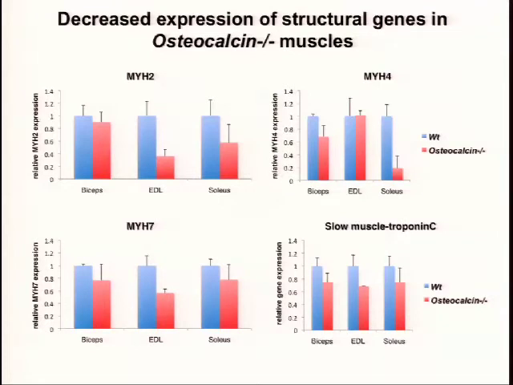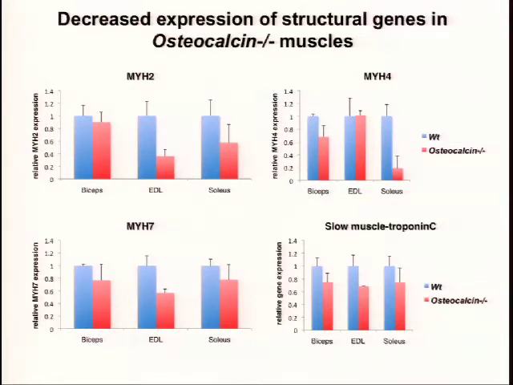If we look now at structural genes, there is a decrease in myosin heavy chain 2, 4, and 7, and there is also a decrease in slow muscle troponin C in osteocalcin mice. I don't show you the data here, but the expression of all these genes is increased in absence of ESP.